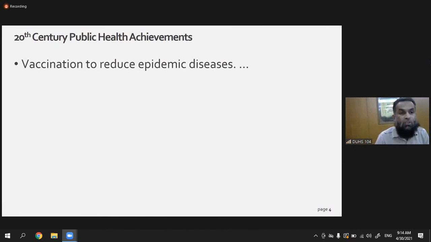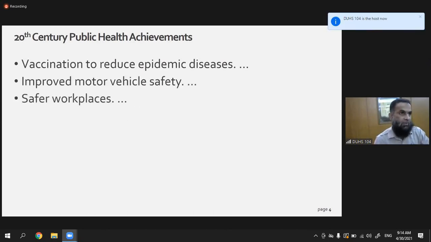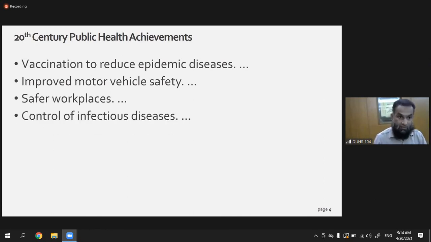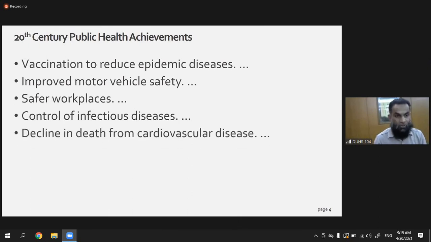We do research to provide some benefits. The benefits research has provided in the 20th century are vaccination, motor vehicle safety in terms of the design, the seat belt and the airbags. That all comes through research. Safer workplaces, control of infectious disease, such as the recent example COVID-19, although not fully controlled, but to some extent. Decline in death from cardiovascular disease, that's all come through research.